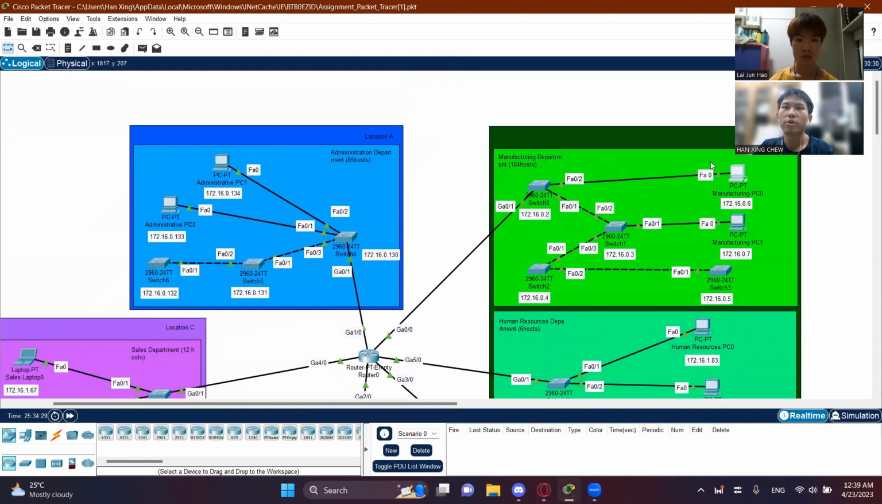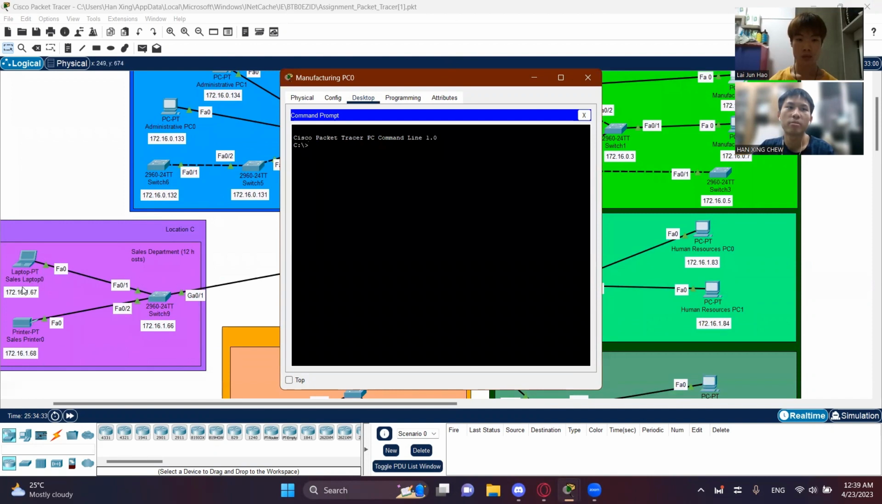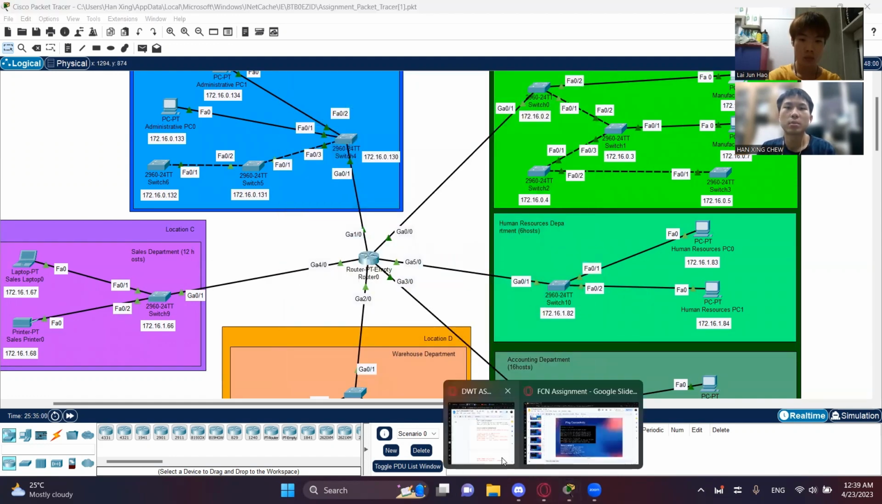And we can start using manufacturing PC0, and we can go to the command prompt and connect with the laptop of sales. We just key in a ping 172.16.1.67. Ping again, and it shows that the packets are sent and received. There's no loss, 0% loss. That means it's successful.